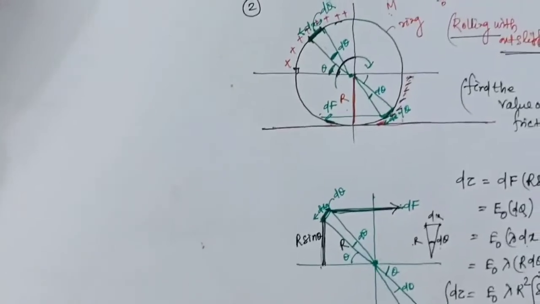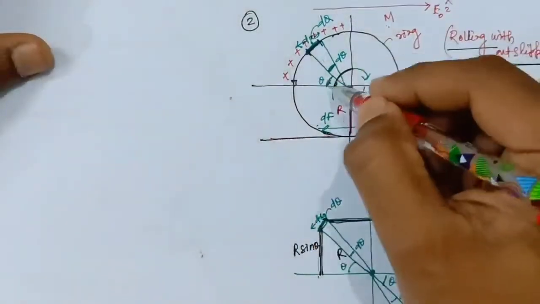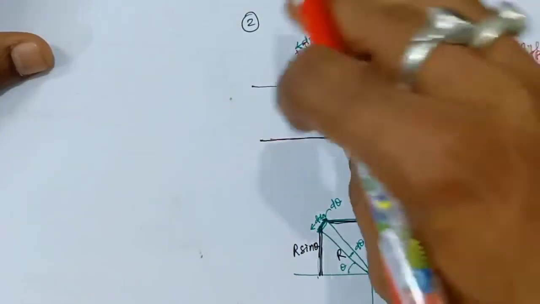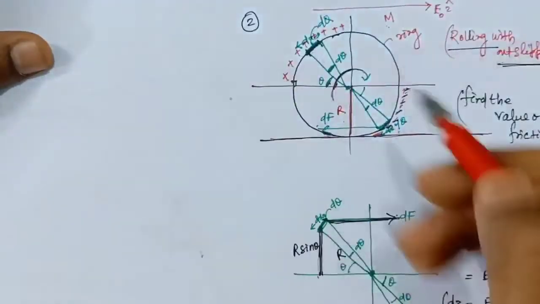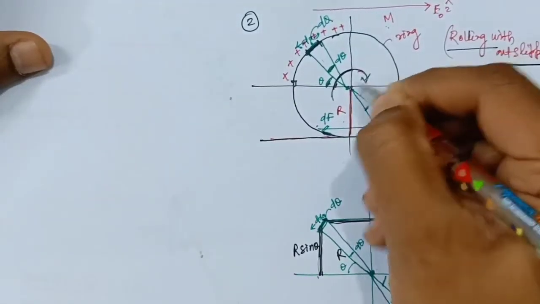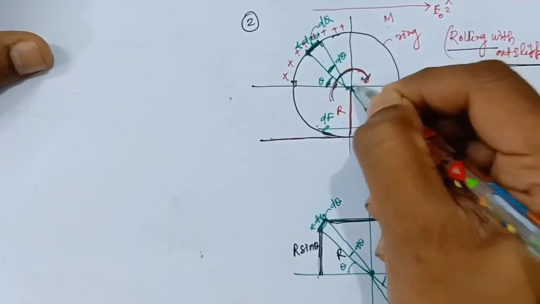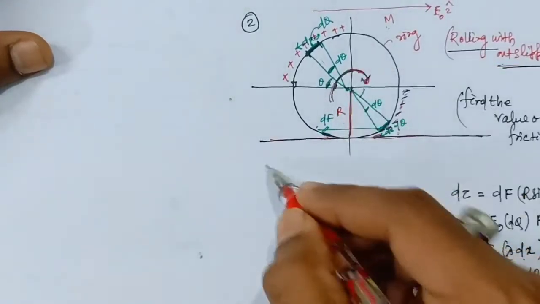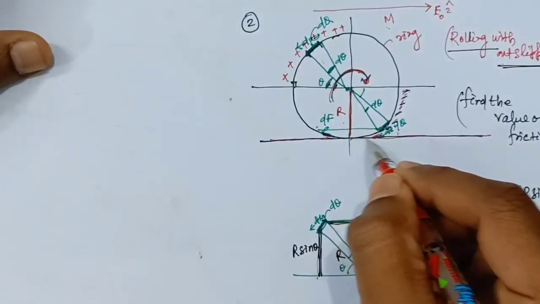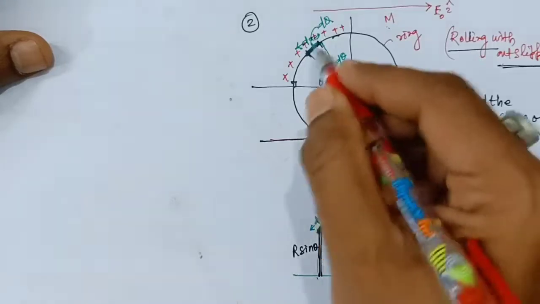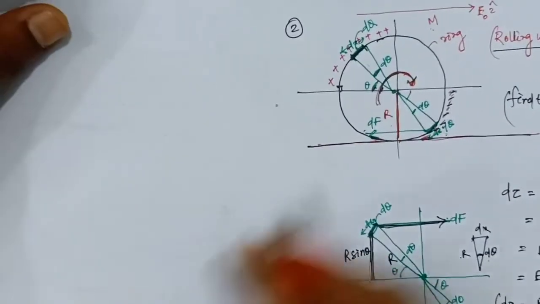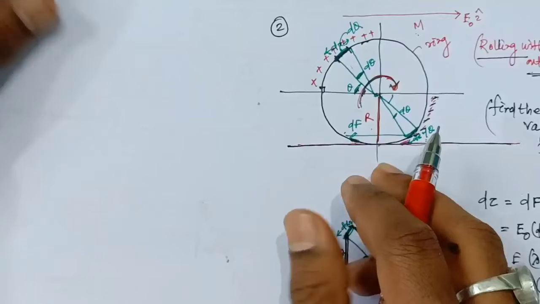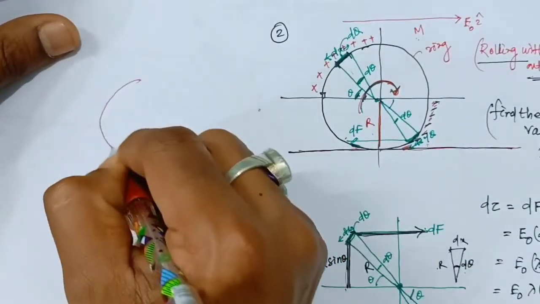A student has to think about this very carefully. If you think carefully, the torque will be generated like this. Due to this torque, the whole thing will rotate in the clockwise direction. When it rotates like this, the friction at this section will act like this, because at this section it goes like this, friction will go like this. Let me redraw these things.